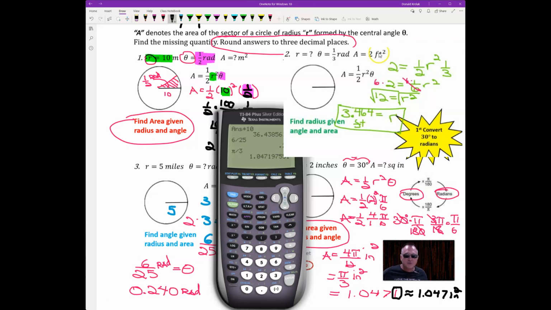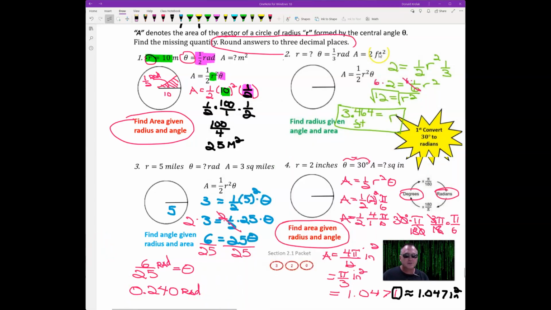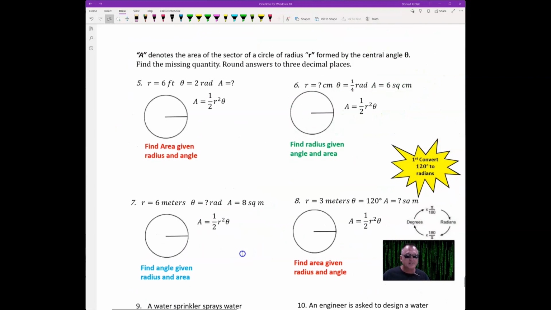When you're working on your Math Excel that goes with this assignment, each problem is going to fit into one of these 4 categories. It's either going to be an area, find the area if you know the radius and angle, find the radius if you know the angle in the area, find the angle if you know the radius in the area, and then find the area, but it's given to you in degrees, your angle, so you have to first convert. All right, these next 4 problems are just like the ones that we did on the front.